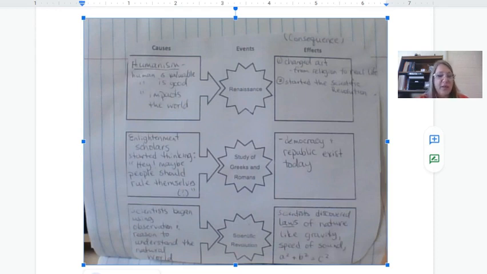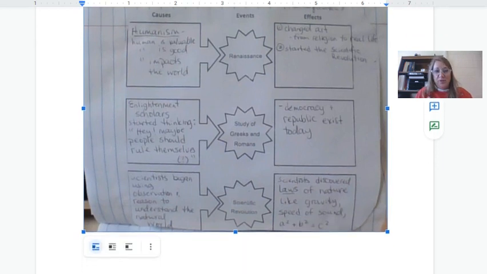Okay. And then another big event of this time period is the scientific revolution. We are seeing that scientists began using observation and reason to understand the natural world. They start using the scientific method, those steps of question, hypothesis, experiment, draw conclusions, and communicate. I think I got them all right. And then the effects of the scientific revolution are these discoveries of the law of nature, like gravity, the speed of sound, your Pythagorean theorem, which you'll learn about in math, a squared plus b squared equals c squared. So they start using logic and reason to understand natural events of the world.